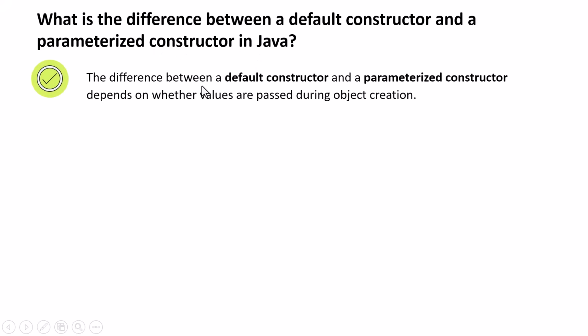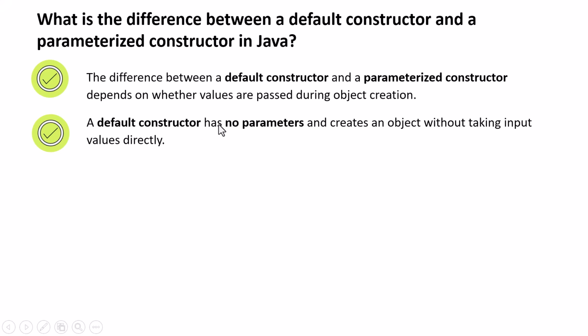This is a very common beginner interview question because both are constructors, but they initialize objects in different ways. The easiest way to explain the difference is by checking whether values are passed during object creation or not. A default constructor is a constructor with no parameters. It is used when we want to create an object without passing initial values directly, and then the object may use default values or values assigned inside the constructor body.